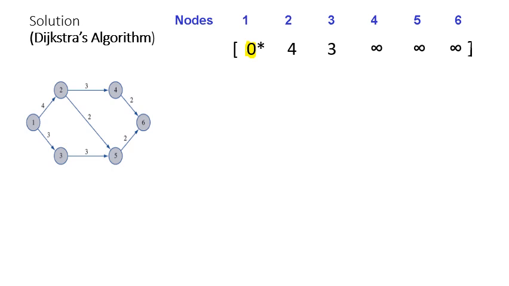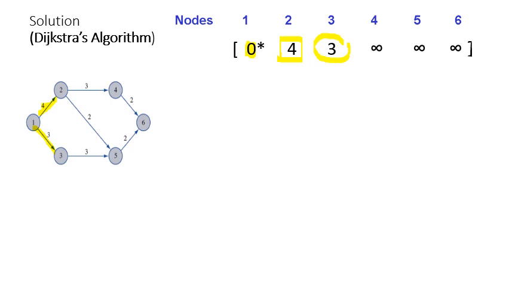So currently we are at node 1. We can reach node 2 because there's an arc going from 1 to 2. We can also reach node 3 because there's an arc going from 1 to 3. Now you write down the distance. So 4 is the distance from our current position at node 1 to node 2, which is 4. And then you write down 3 because the distance from our current position to node 3 is 3.